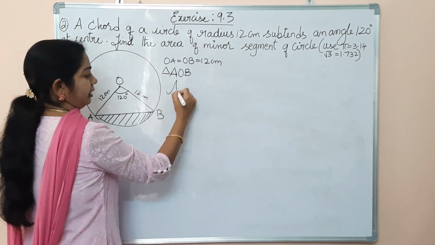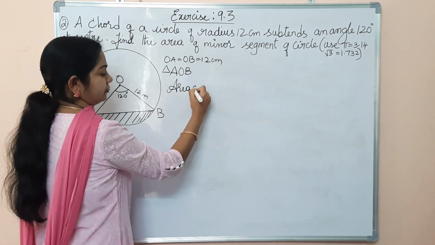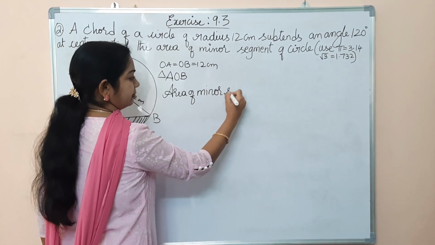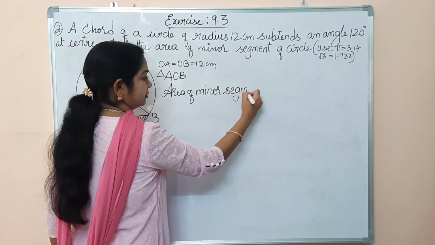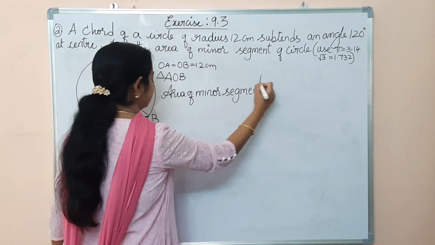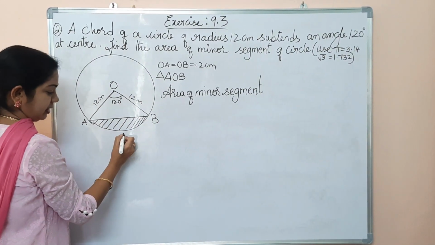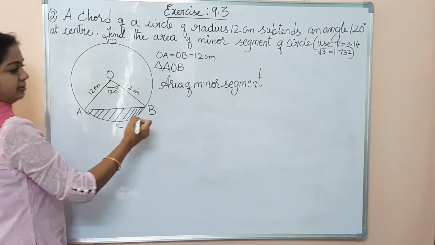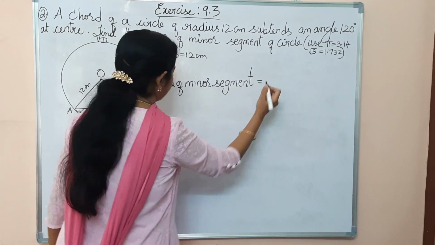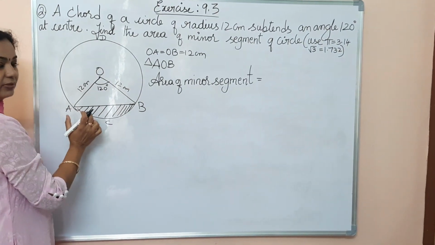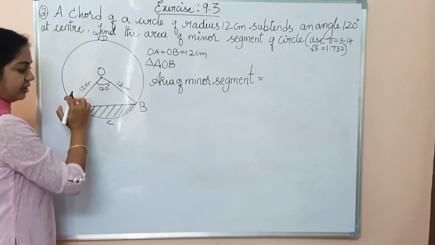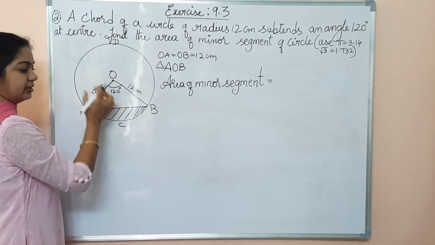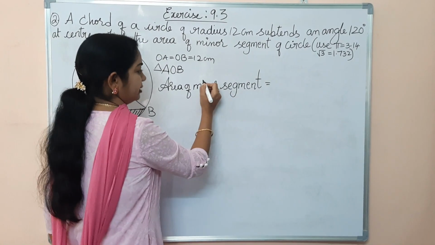So, area of the minor segment. Let me also name the arc ACB. Let's say this is D. Area of the minor segment. We first find out the area of the sector, then subtract the area of the triangle. So we'll get the area of the minor segment.